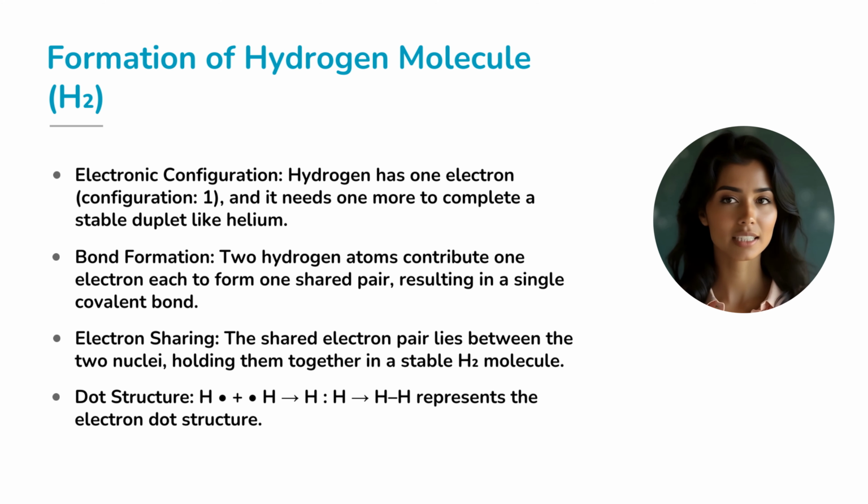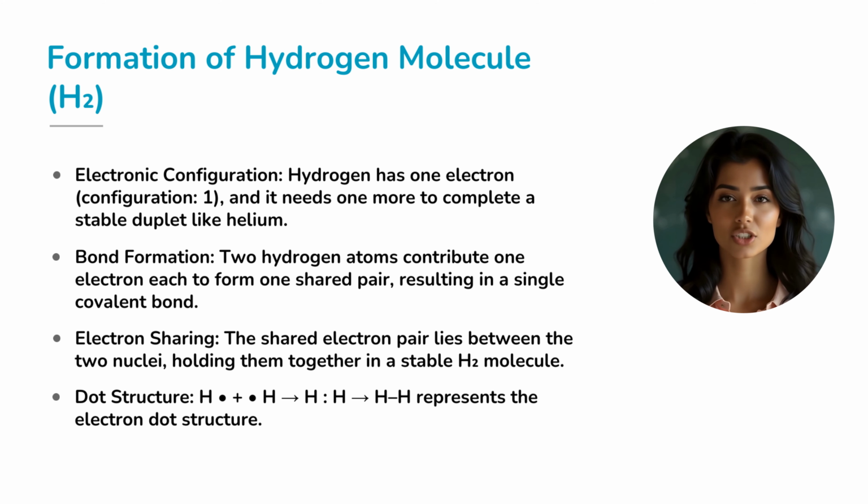This can be represented as hydrogen atom with one dot plus another hydrogen atom with one dot gives H:H, or simply H-H. This results in the formation of a hydrogen molecule, which we write in words as H2 gas. Both atoms now feel like they have two electrons, completing the duplet structure just like helium. And that's why the hydrogen molecule is so stable.